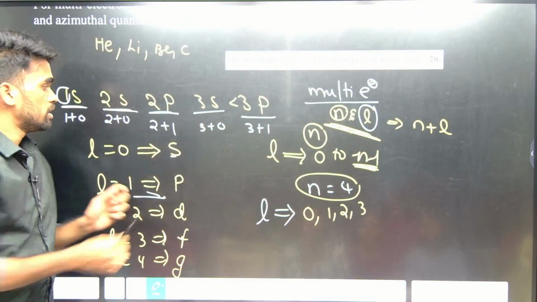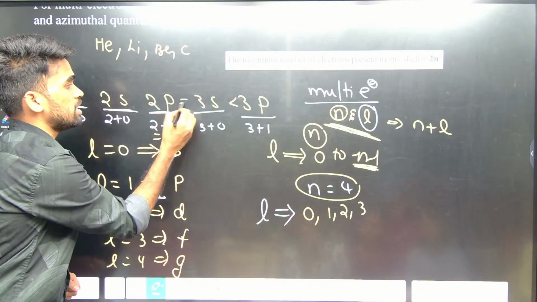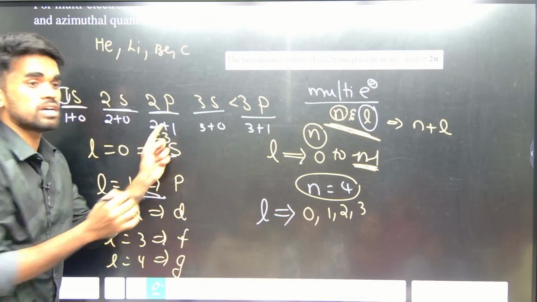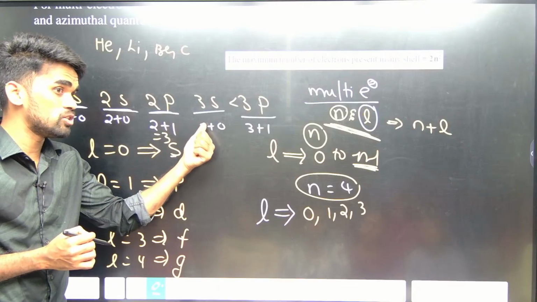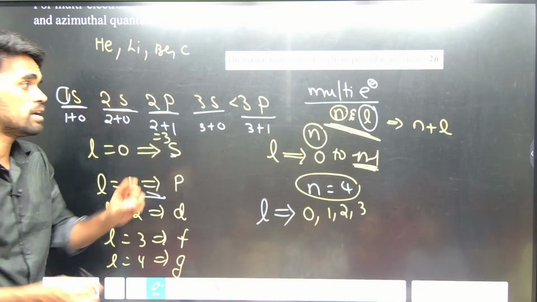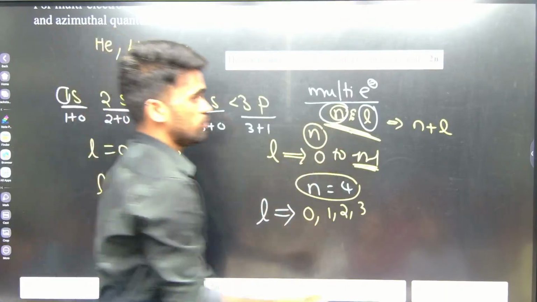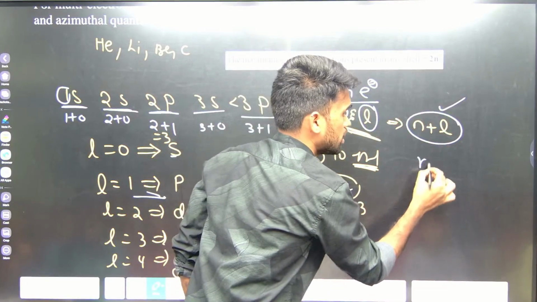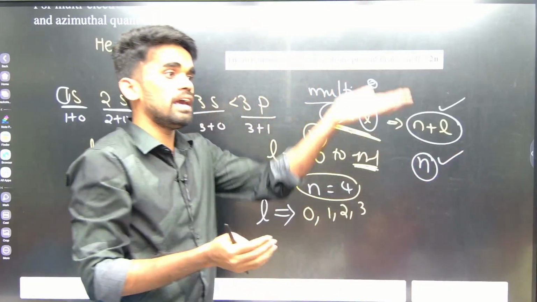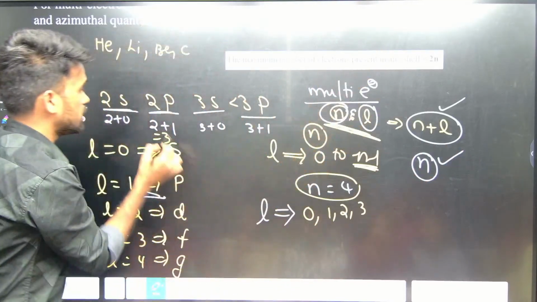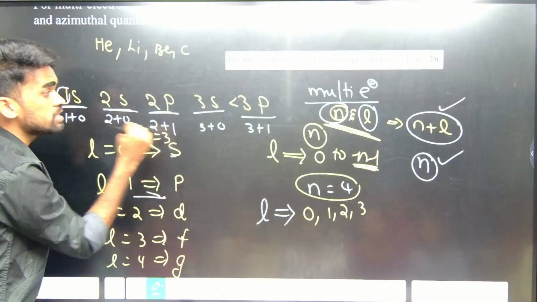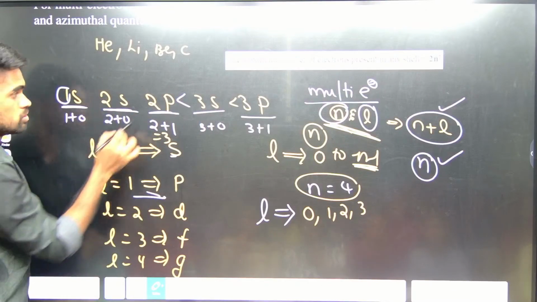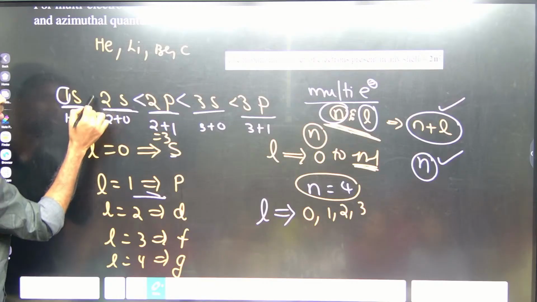Between these two, this is 3, this is also 3. So you should not say they are equal. Why are they not equal? Because when n plus l values are the same, you need to look at the n value. There are two things. First you need to look at n plus l. If n plus l values are the same, then look at the n value only. The greater the n, the greater the energy. So here n plus l values are 3 and 3. Who has the greater n value? That will have higher energy.